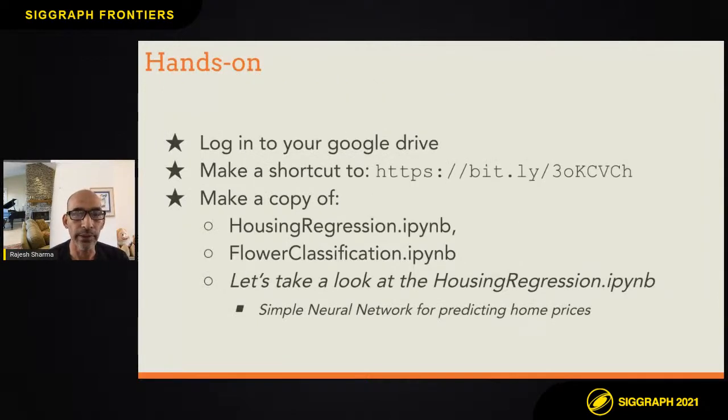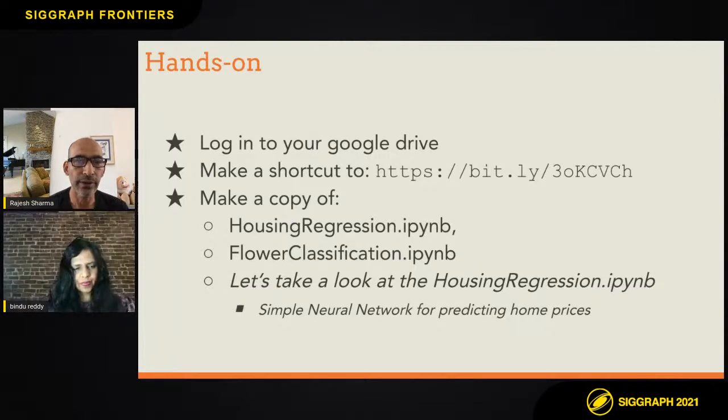So it'll be a lot of hands-on today. We'll be looking at two files in particular: housing regression, with which we'll build a regression neural network, and flower classification.